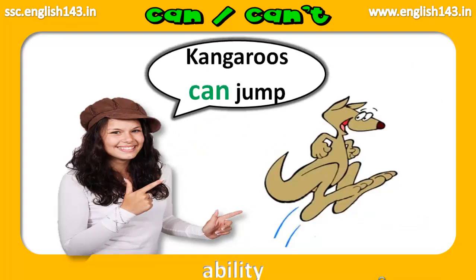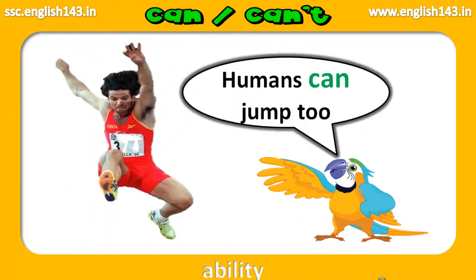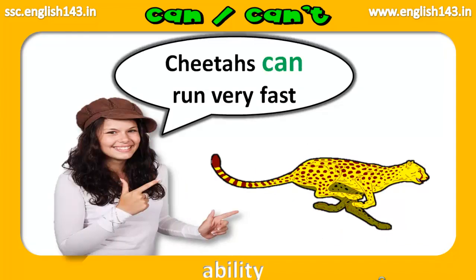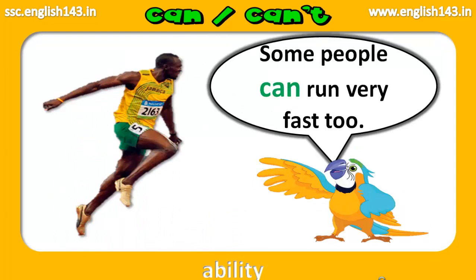One more example is here. Kangaroos can jump. Yes, kangaroos have the ability to jump. Humans can jump too. That means human beings also have the ability to jump. Cheetahs can run very fast. That means it is the ability of cheetahs to run fast. Some people can run very fast too. In the similar manner as cheetahs have the ability to run fast, some people have the ability to run very fast.